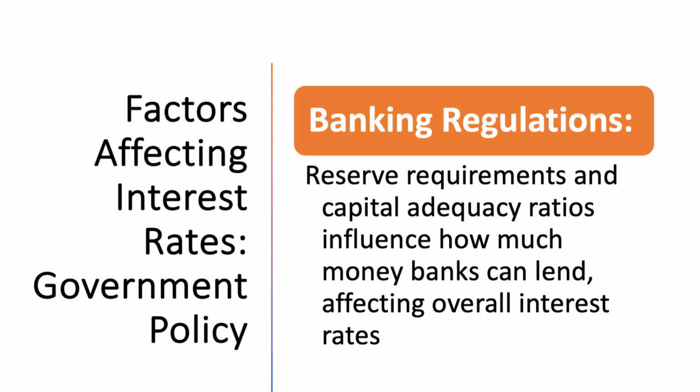Similarly, capital adequacy ratios, which ensure banks maintain enough capital to cover risks, also influence lending capacity. Stricter requirements may limit how aggressively banks can lend, while more flexible requirements encourage more lending. Together, these regulations maintain financial stability but also impact the cost of borrowing across the economy. So, the stricter the rules, the less banks can lend, and the higher interest rates may go. The looser the rules, the more funds circulate, lowering rates.